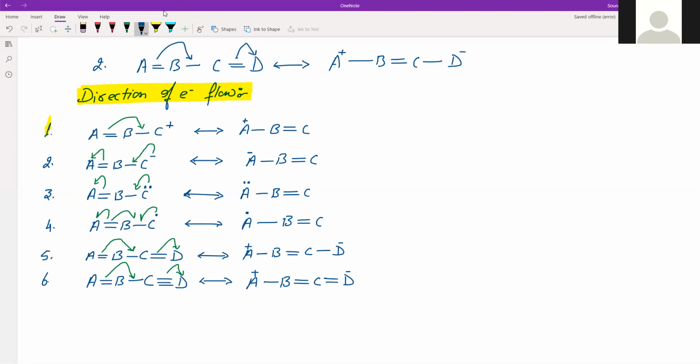right? Let's see the next, that is when we have A and a lone pair on A and B, and on B there is a positive charge. So now what will happen, again from the site of high electron density, which we can see here, that A has a lone pair. So that lone pair will be given to this bond, or will be moved to this pi bond.